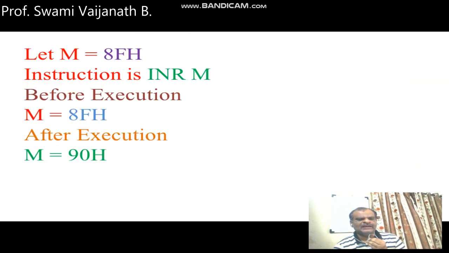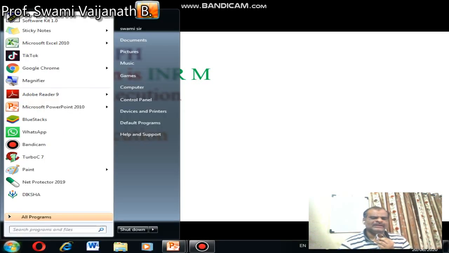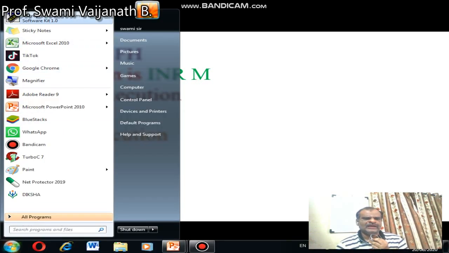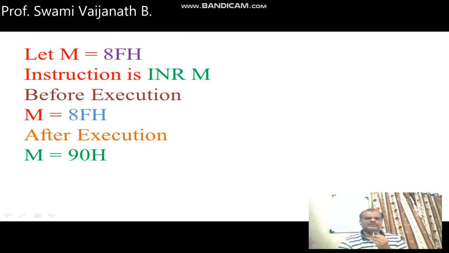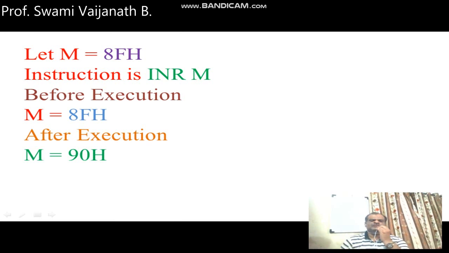Example: INR M. Here in the example I take M equal to 8FH, and when INR M is executed, before execution the content of M is 8FH, and after execution of this instruction M is equal to 90H. How is it? See practically. I execute the same practically.